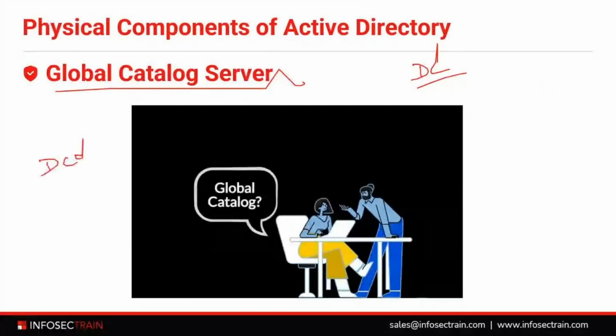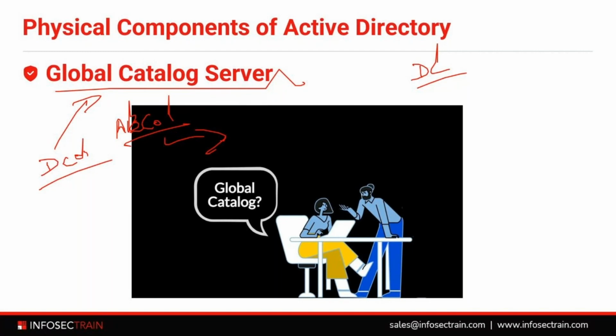So from my domain controller, I will ask if there is a user ABC01, who wants to withdraw some amount of money. So the global catalog server will give me the information: yes, there is a user. Yes, that is the global catalog server.